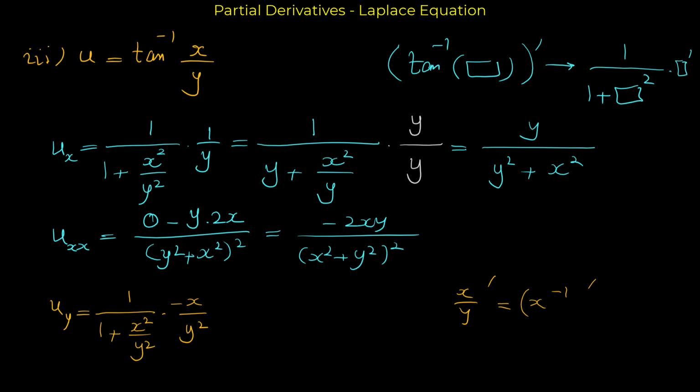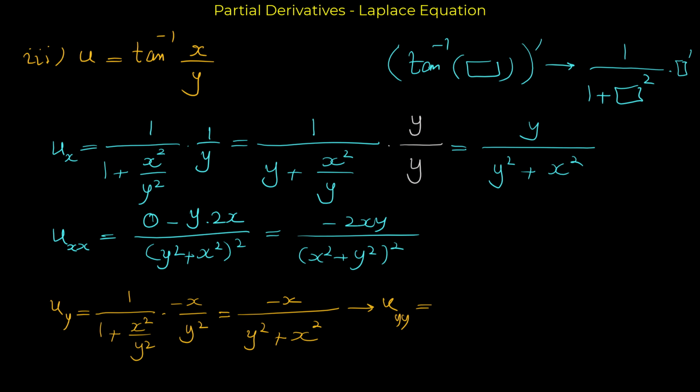Let me erase here, so we have a space for other calculations. Multiply numerator by numerator, denominator by denominator, and the answer would be negative x. If you multiply y to the 2 in the denominator, y squared times 1 is y squared. y squared times x squared over y squared would be x squared. Now from this we are going to find uyy.